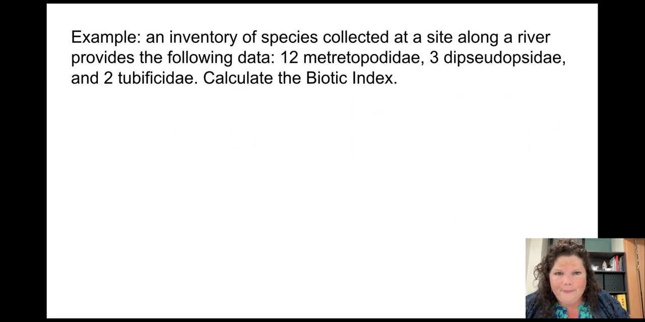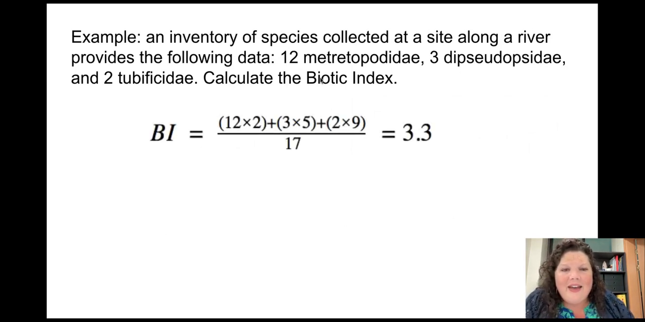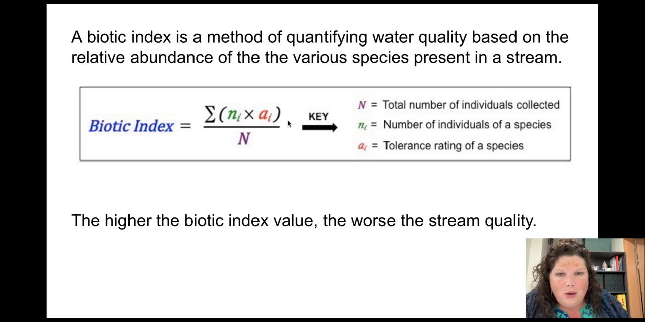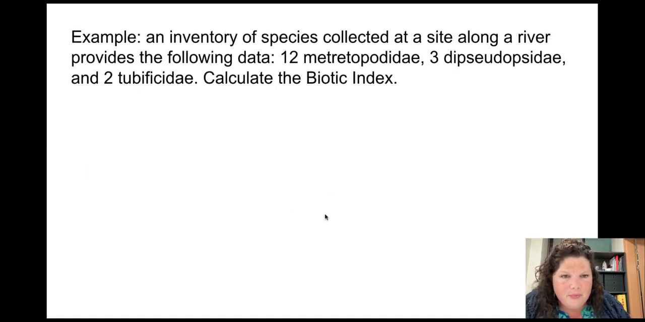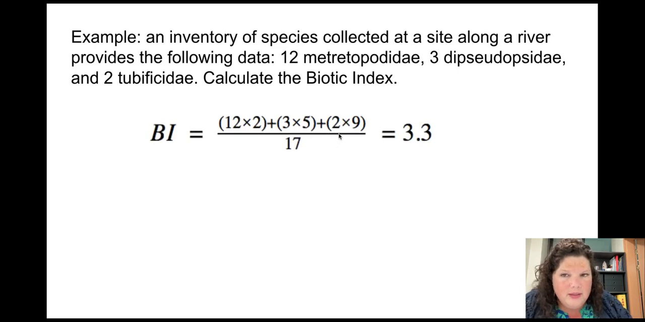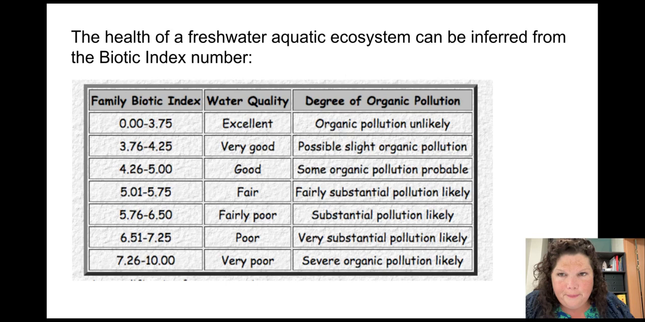So if we look at this here, we collected 12 of our first species, 3 of our second, and 2 of our Tubificidae. And we're going to calculate the biotic index. So 12, that has a rating of 2. 3, if we go back, that one has a rating of 5. And then our last one, 2, that has a rating of 9. So add those all up, divide by the total, which is 17, we get a number that is 3.3.